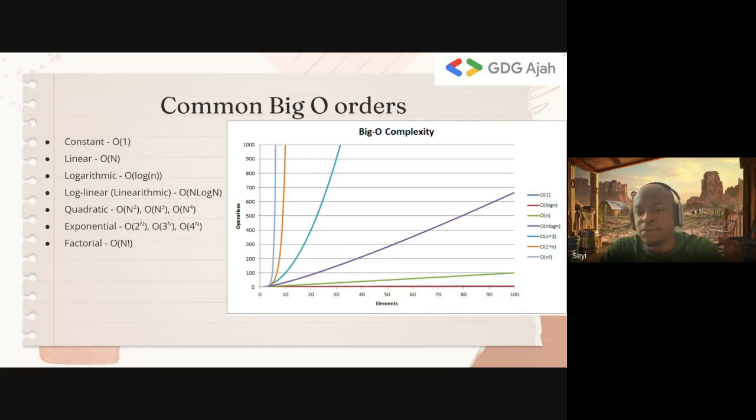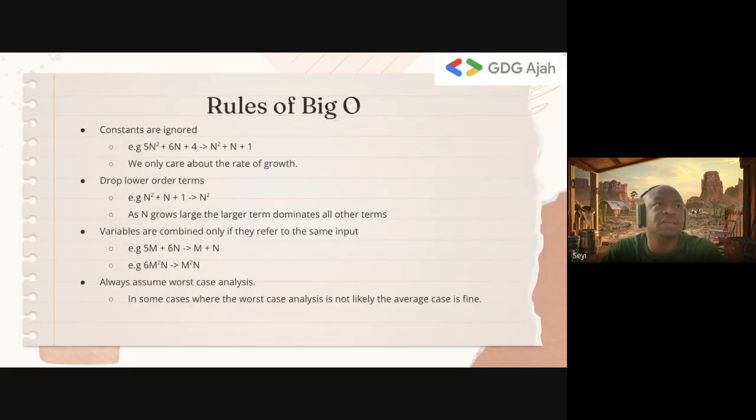So let me see. Let's go on. So what are the rules of big O? I've touched on this before. I'm just going to go through them. We ignore the constants because we only care about the order of growth. Then we drop the lower order terms. So n squared plus n plus 1 is just n squared. We don't care about the lower order terms.